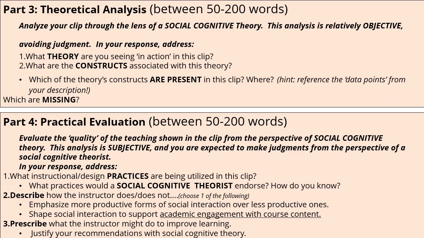First, they do a relatively objective theoretical analysis where they take the theory that they've learned about, in this case social cognitive theory, and they describe what's happening in that clip through the lens. Then they do a practical evaluation where they describe what these instructors are doing more critically. It's a subjective analysis, and then they make suggestions based on those theories.